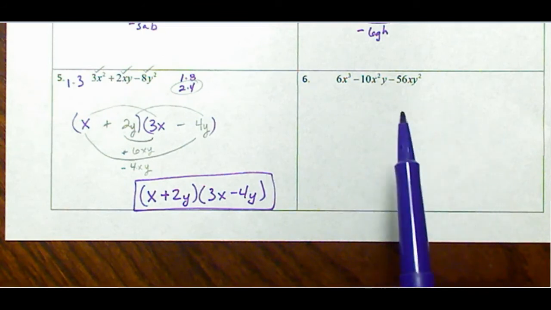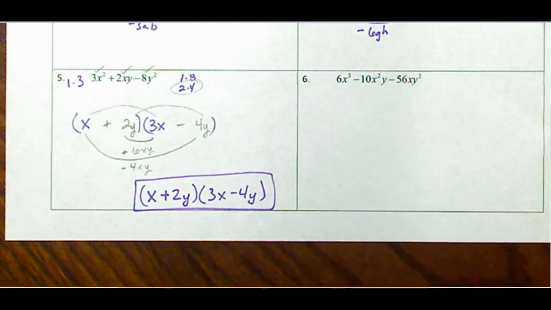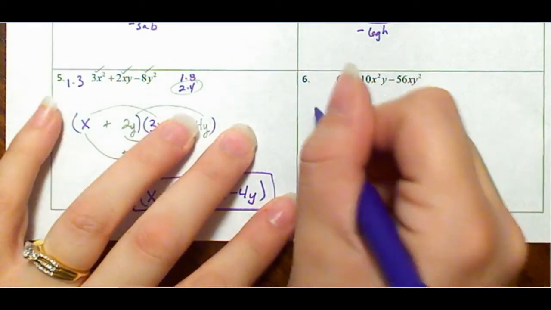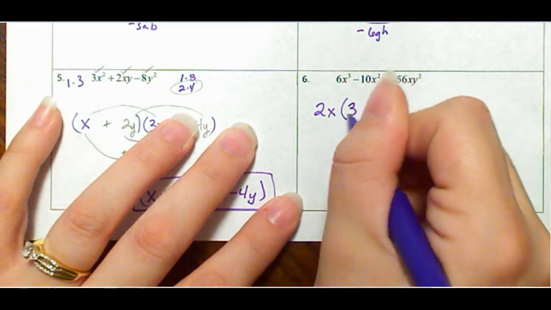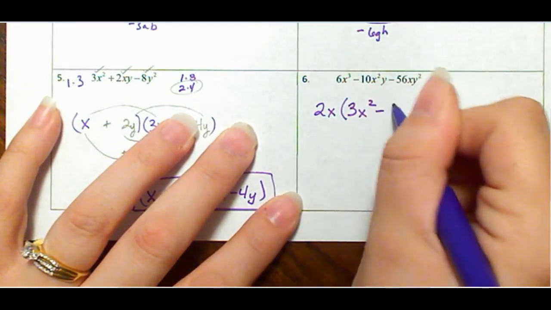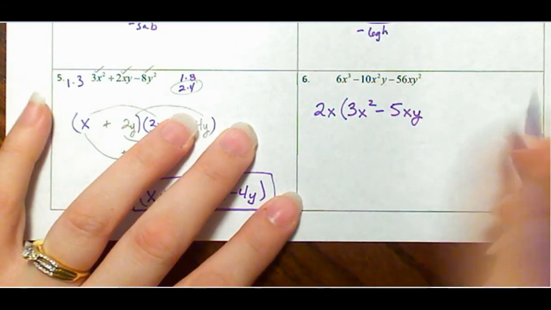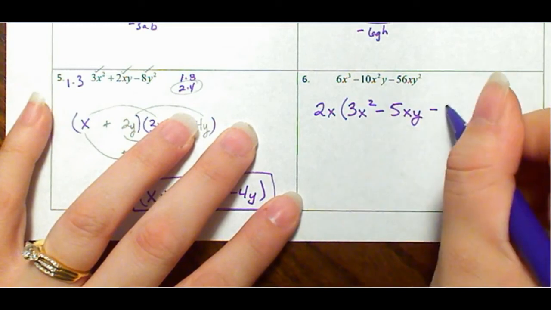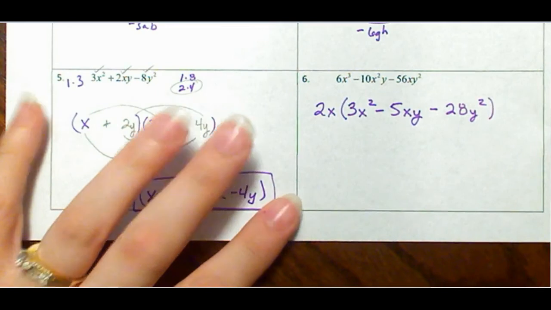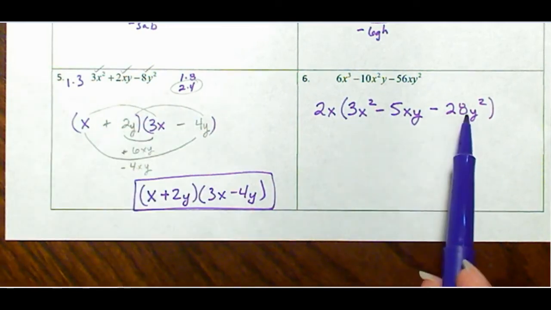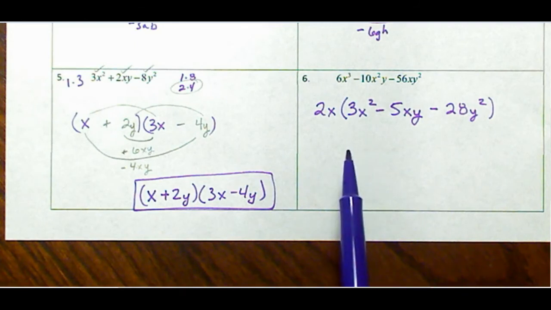Then we can also look to see about a greatest common factor. Now 6, 10, and 56 all have a 2 in common. So 2x is going to be our GCF. That's going to leave us with 3x squared minus 5xy, make sure you take the x out, minus 28y squared. So, a little bit simpler. I want you to go ahead and finish this problem on your own. When you're ready, turn the video back on.